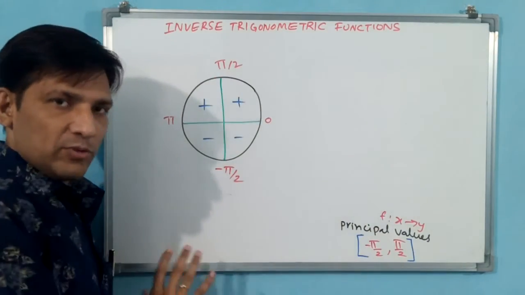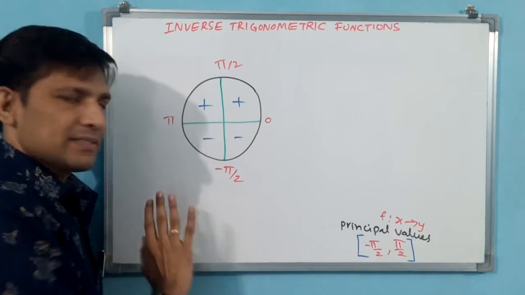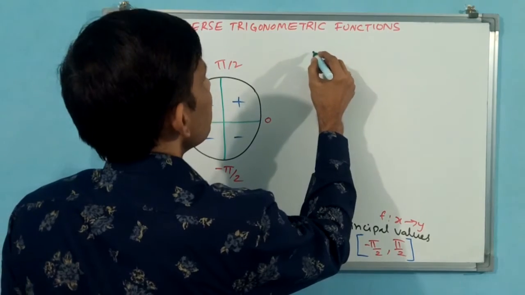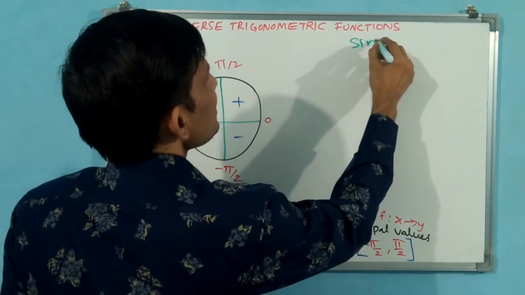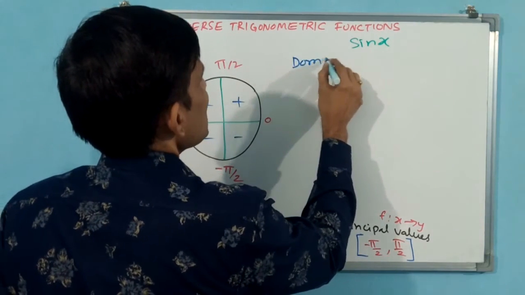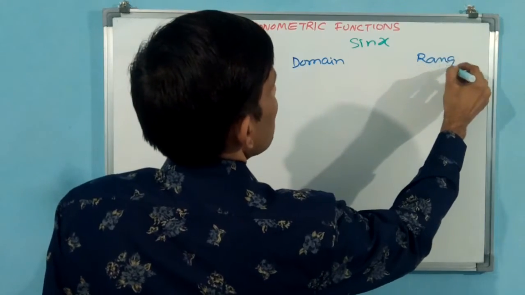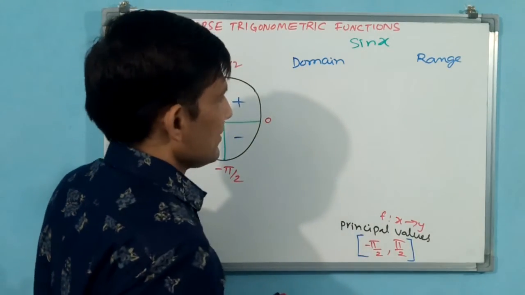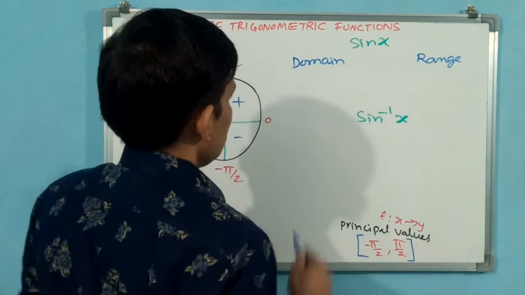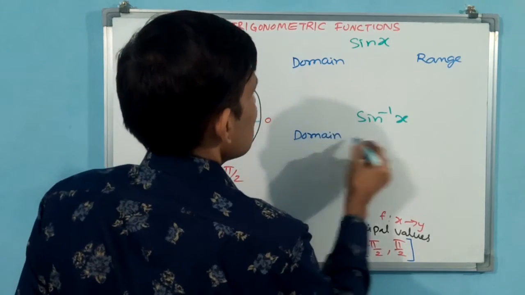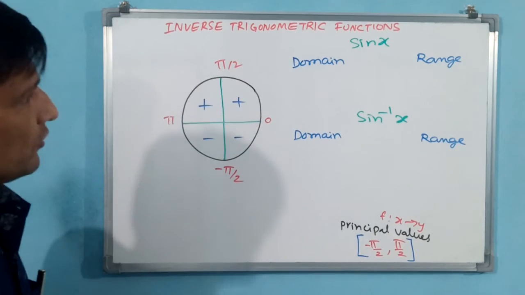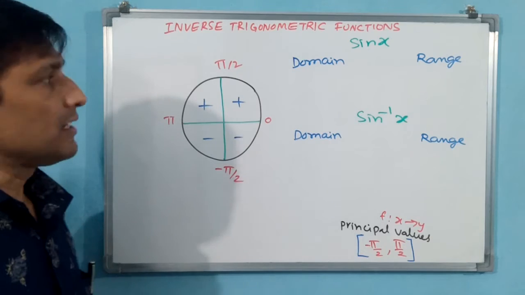See, we are studying sin x only, sin inverse x only. Whatever I am writing is for sin only. You understand? Now I am writing sin x, domain, range. Then again I am writing sin inverse x, domain and range. You carefully observe here. If you observe, further exercises and all we can do easily.